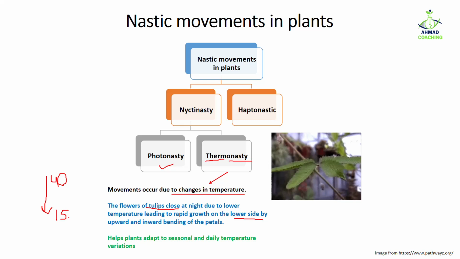But how is this thermonasty movement helping the plants? This helps the plant to adapt to seasonal and daily temperature variation, which is very important to protect the plant cells from dehydration. Here you can see this is a mimosa plant. As soon as it is touched with the flame, here you can see there is this movement of the leaf happening so that it can protect its leaf from dehydration.